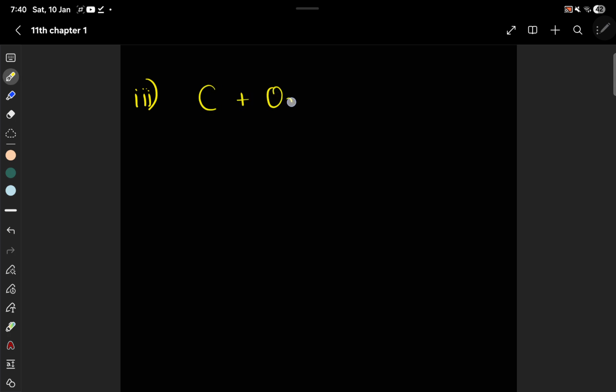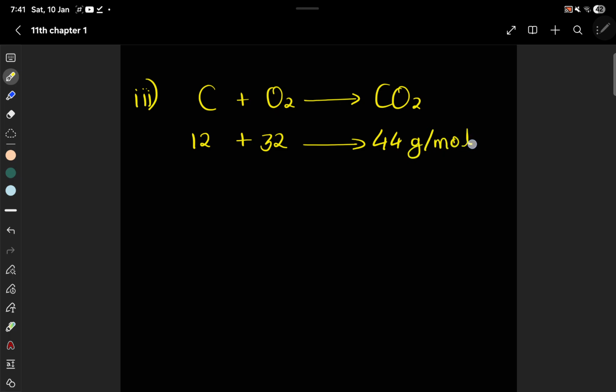Carbon is burning in presence of oxygen to produce carbon dioxide gas. Now, what about their molar masses? 12 gram per mole of carbon was burning in, I'm sorry, not 44, just a moment, yeah, 32 gram per mole of oxygen to produce 44 gram per mole of carbon dioxide. Now in the question they are telling you that the amount of carbon has been doubled and the amount of oxygen they have just made half.